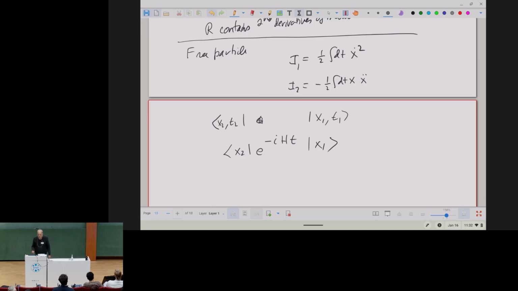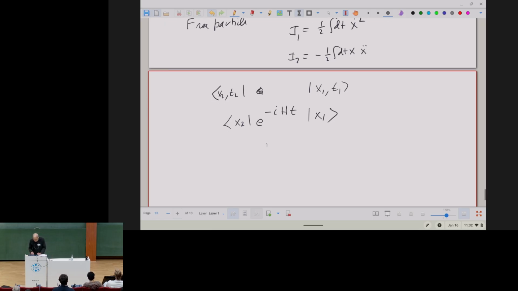I've put an i in the exponent, so this will be a real-time path integral, but I could have used an imaginary time path integral. So we'll do that by integrating over all paths with the boundary condition that, let's say, x of 0 is x1 and x of t is x2. So Feynman taught us to do this. Well, you could ask why we don't do the same thing with I2 instead.